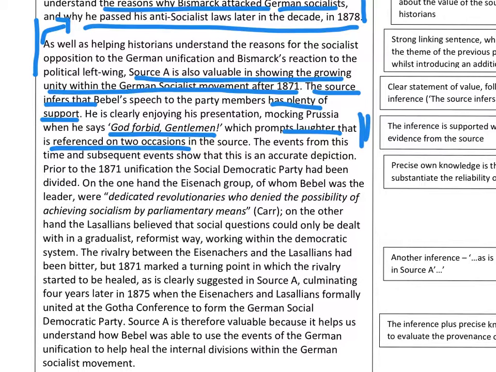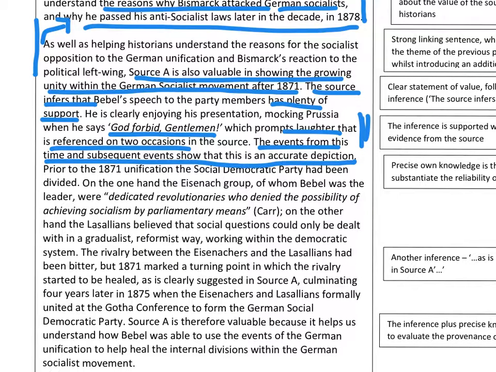But remember, that's good to a point. That's a GCSE, that's a grade A star GCSE skill. But this is A-level. You've now got to move beyond just making an inference. You've got to apply precise own knowledge to substantiate that inference. So notice what now happens. The events from this time and subsequent events show that this is an accurate depiction.